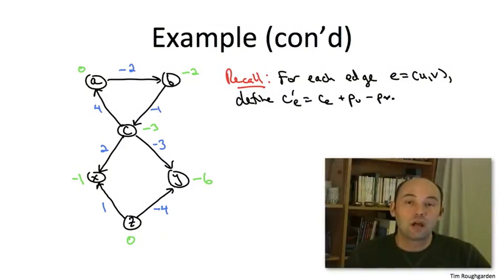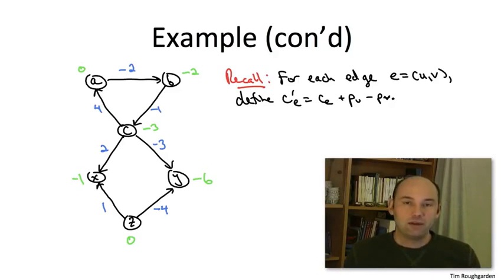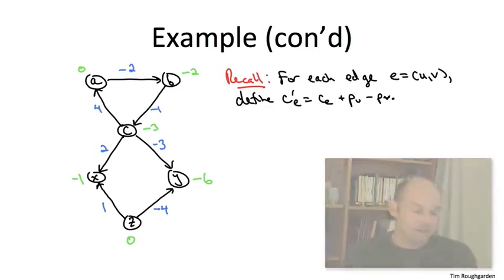So let's just do this computation for each of the 7 edges. Let's start at the top, edge A comma B. We start with its original length -2. We add the weight of the tail, so we're adding 0. And then we subtract the weight at the head, so we're subtracting -2. That is, we're adding 2. So we get -2 plus 2, or 0, for the new length c'e for the edge A comma B.